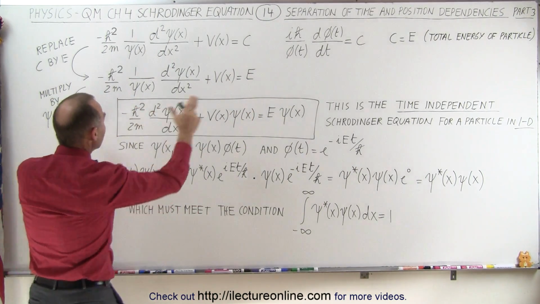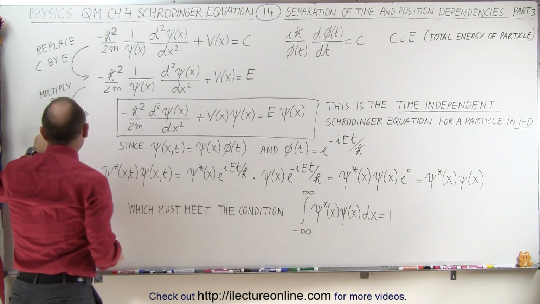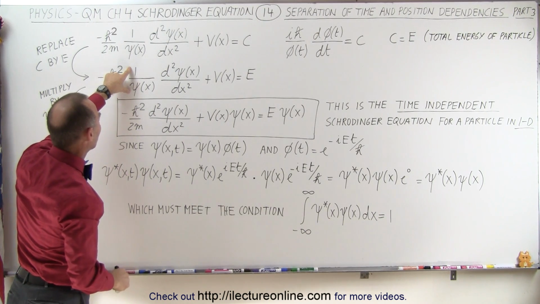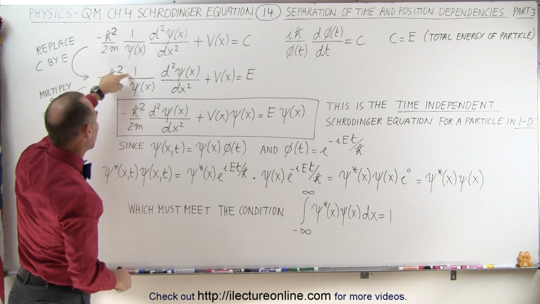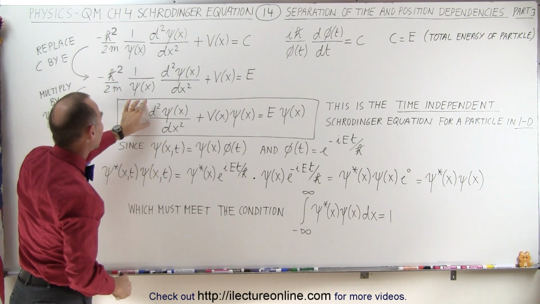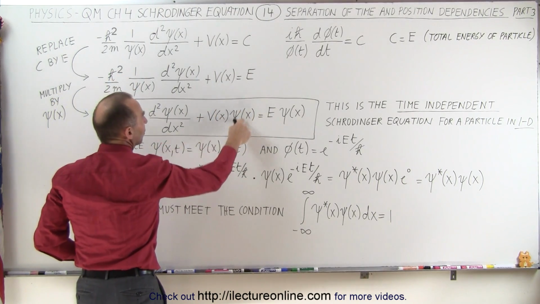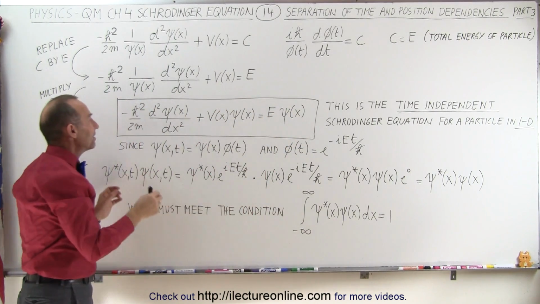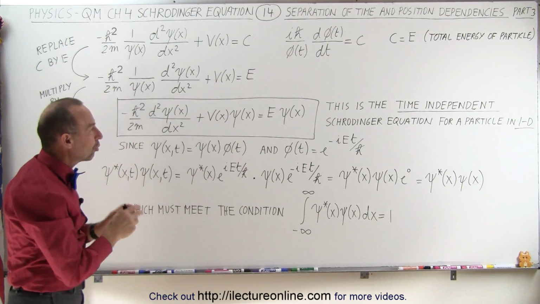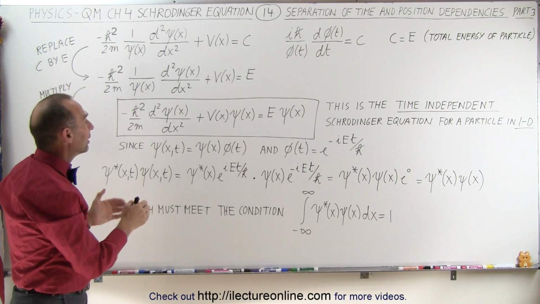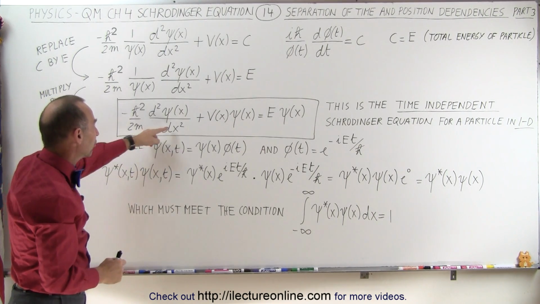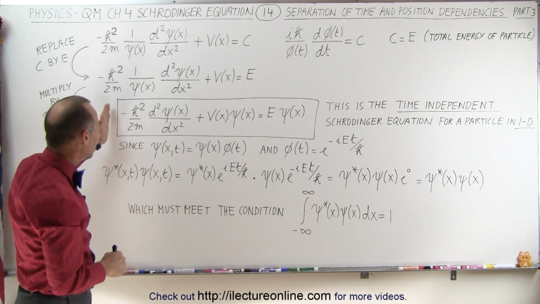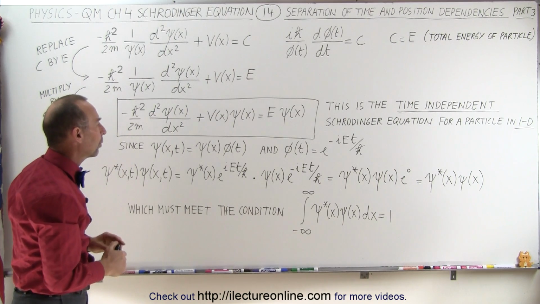Next, we're going to multiply both sides of this equation by the wave function that only depends on position. When we do that, this will be negated, so remember that this will be 1, so that is now gone. We multiply this by the wave function, we multiply this by the wave function, and now we have what we call a time-independent Schrodinger equation for a particle that moves in one dimension. The dimension, of course, in this case is x. It's no longer dependent on time. This is a much easier differential equation to work with.